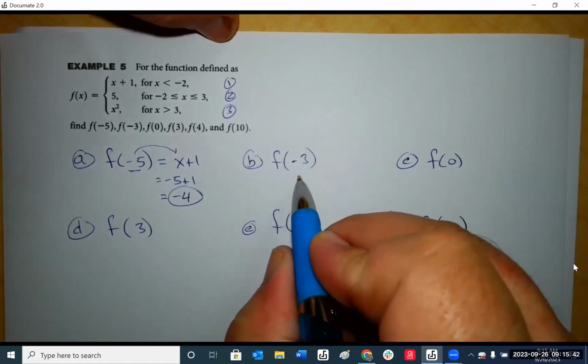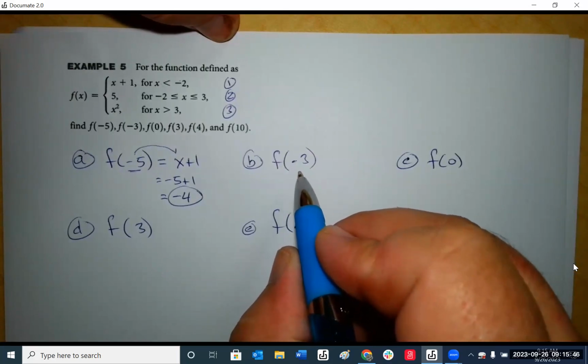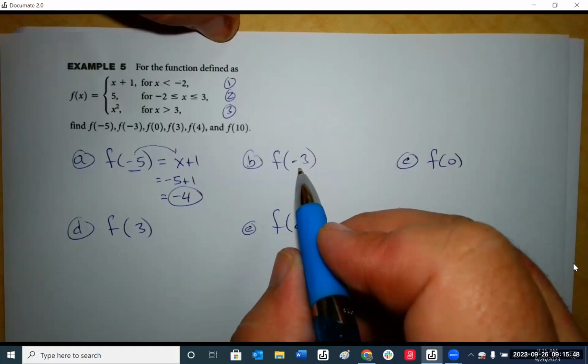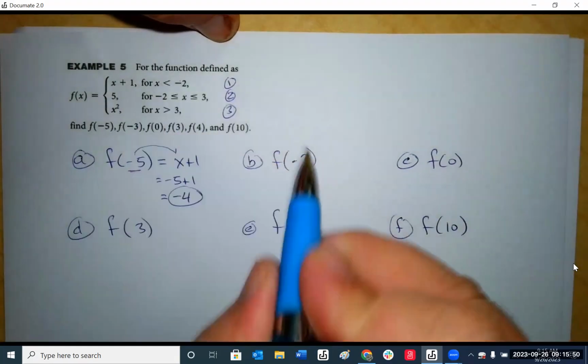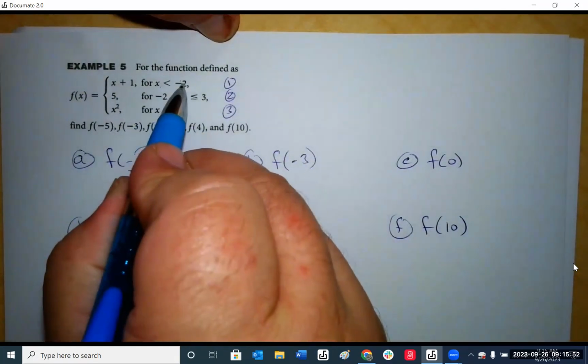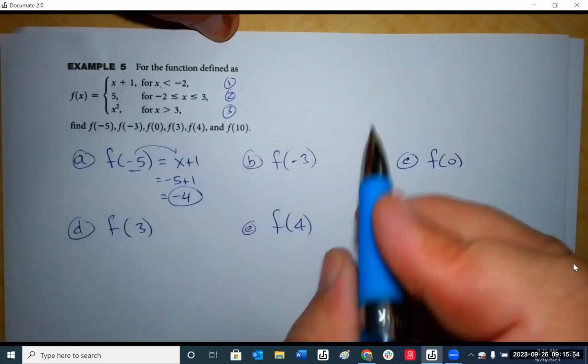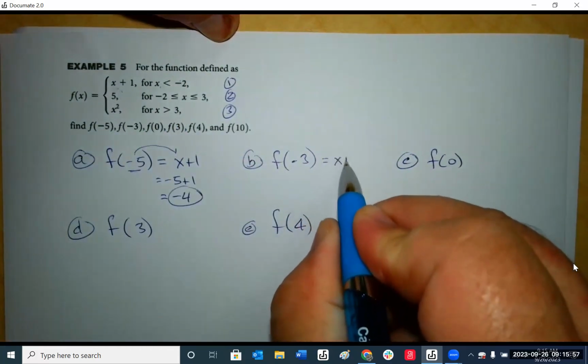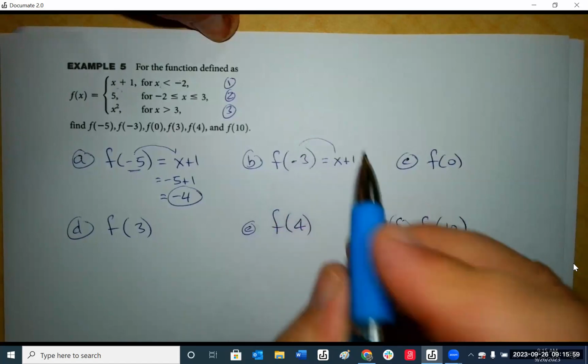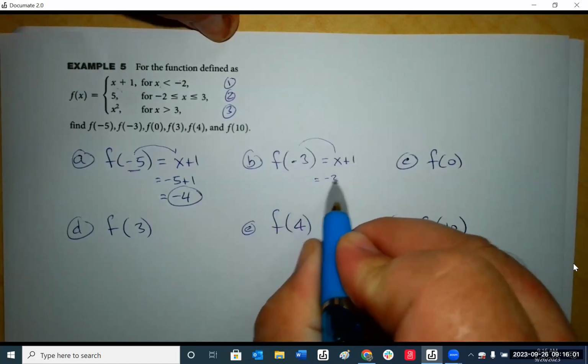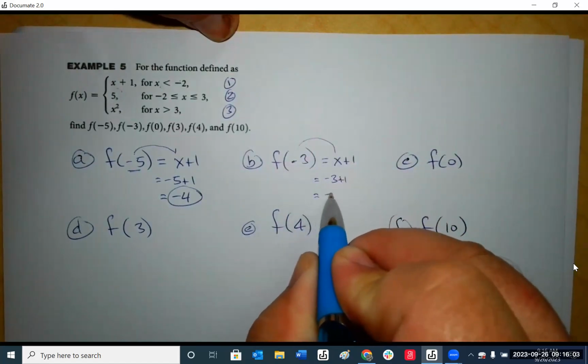How about the next one? Which one? The same one, yeah. Because -3 is less than -2. So I use the same equation. X plus 1. So this is my x value. -3 plus 1 is -2.